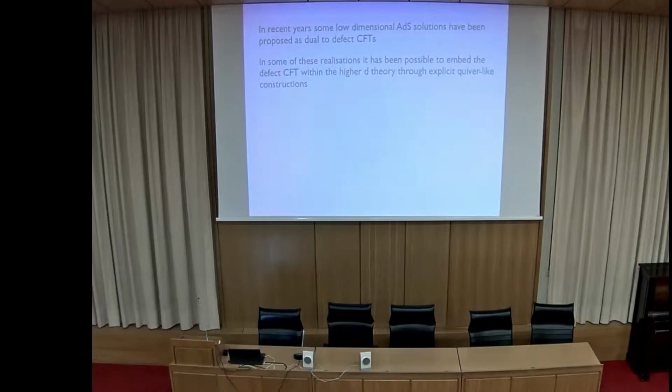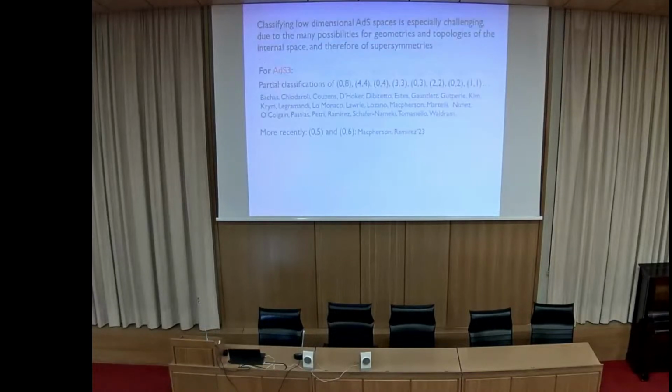So when it comes to identifying low dimensional AdS spaces that may have an interpretation as being dual to defect CFTs, of course, when you are in low dimensions, there are many possibilities for AdS2 and AdS3 spaces. Classifying these low-dimensional AdS geometries is especially challenging because you have a very large internal space, and therefore many possibilities for geometries, topologies, and symmetries.